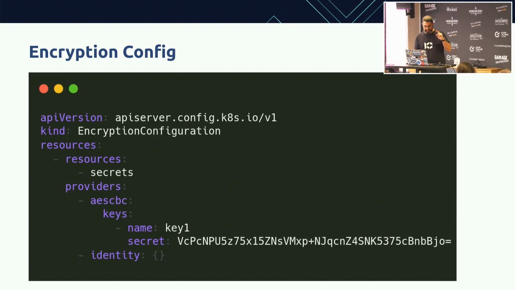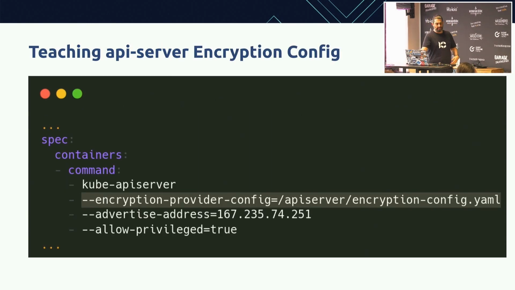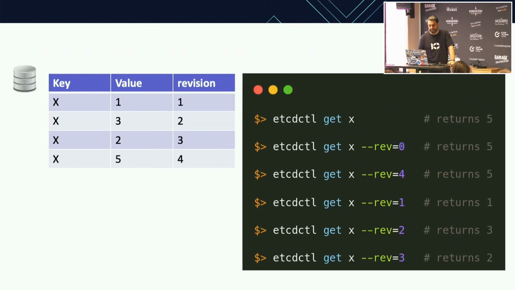Another key point here is that if you ran your cluster for a month and then did this, up to that point, whatever secret was created will still be unencrypted inside etcd. So after implementing this configuration, you have to recreate the secrets again and make sure that they are encrypted. And you should tell the API server about this configuration so that it takes care of it.